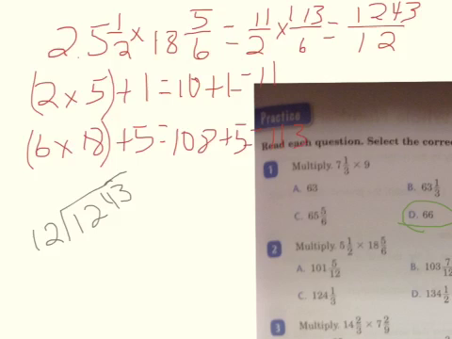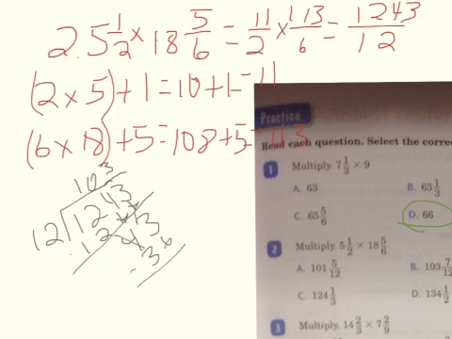So we know 12 will divide into 12 one time. But 12 will not divide into 4, so we're going to go ahead and put our 0 there. Go ahead and bring our 3 down. So 12 will divide into 43 3 times. And 3 times 12 is 36. Subtract. That's going to give us 7. So our answer is going to be 103 with 7 over 12, which is big.